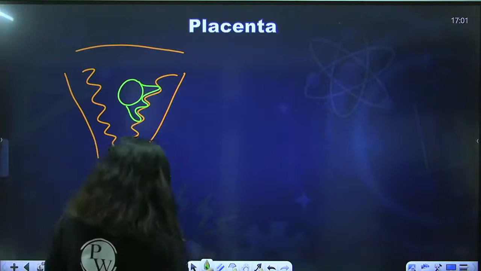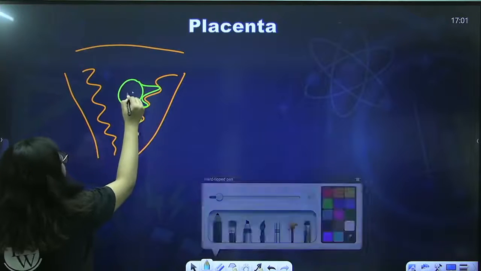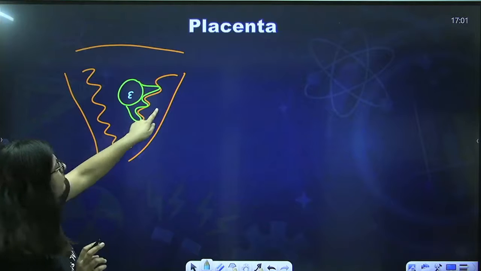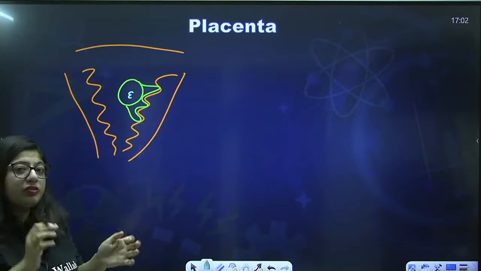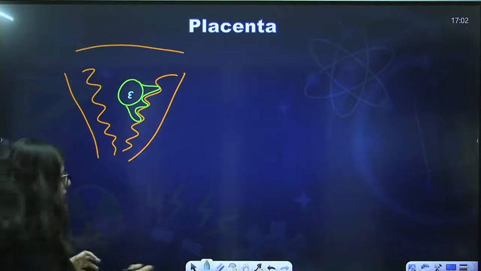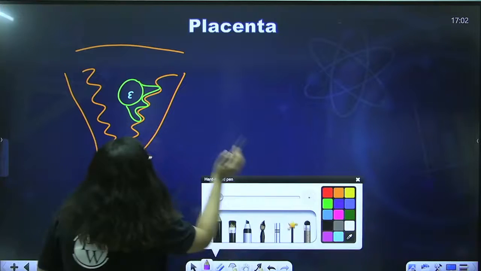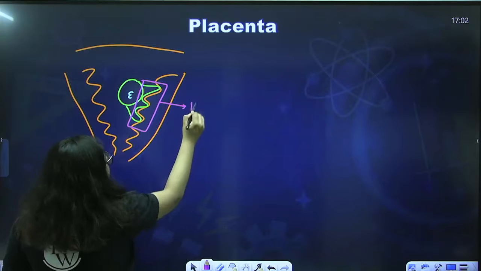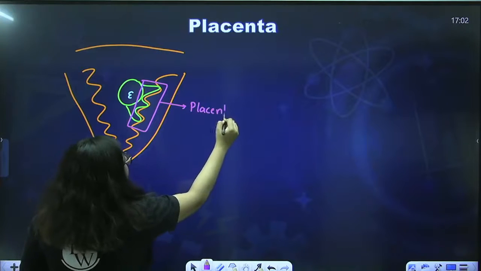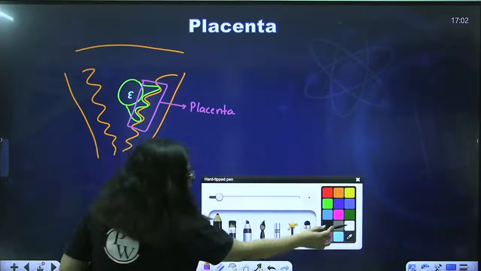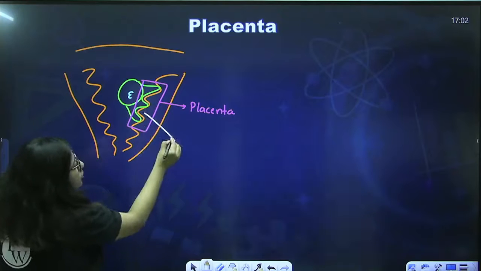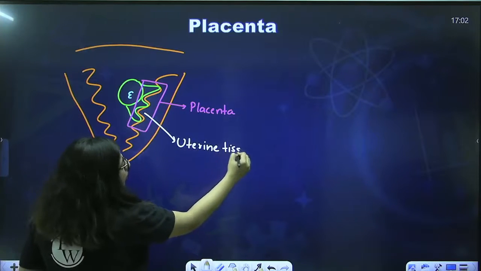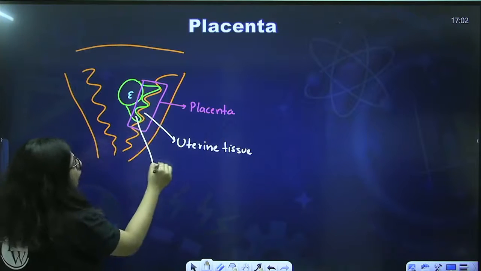Embryo is present inside here. Okay, I am writing E for embryo. Embryo is present here, and this is mother's uterine wall. So between these two, there is a source of attachment, and this is known as placenta. So this is what placenta is. So you can see this placenta is formed by two things. What are those two things? This portion is a uterine tissue, the endometrium. Okay, and this is chorionic villi.